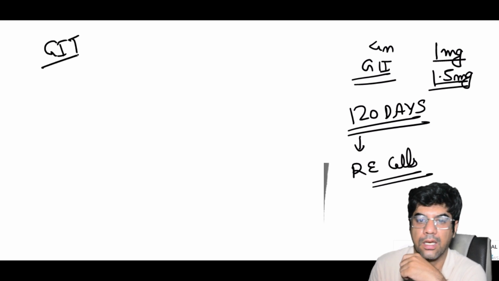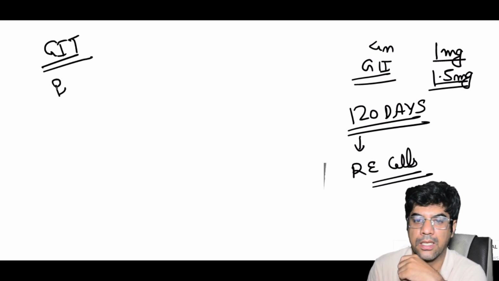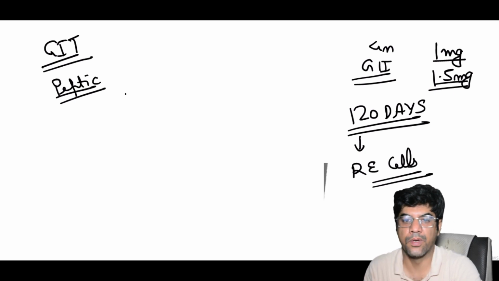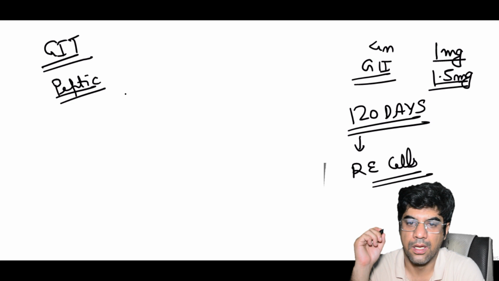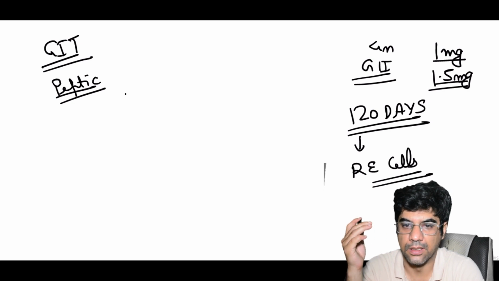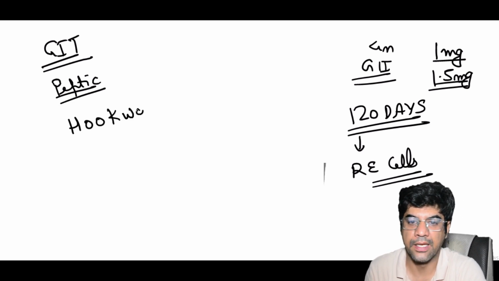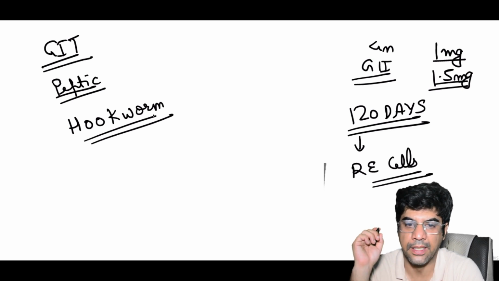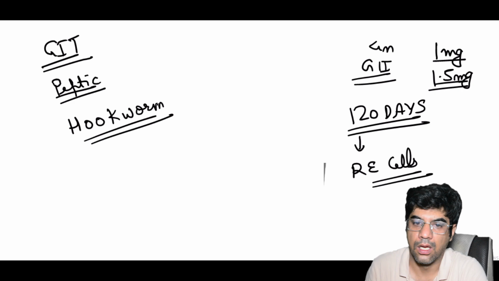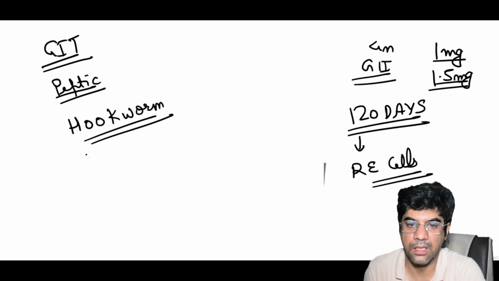GIT tract causes could be peptic ulcers. Peptic ulcers can bleed and cause chronic blood loss. Hemorrhoids in the rectum can lead to bleeding. Apart from that, there could be worms like hookworm, parasites that feed on blood from the intestinal lining. There could also be esophageal varices.